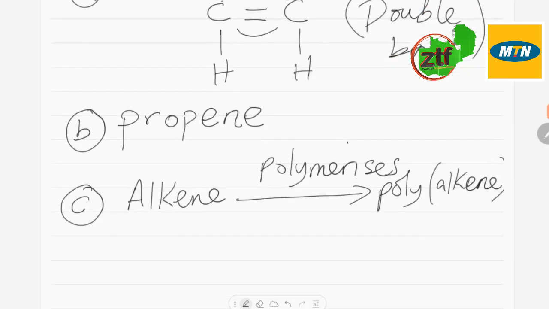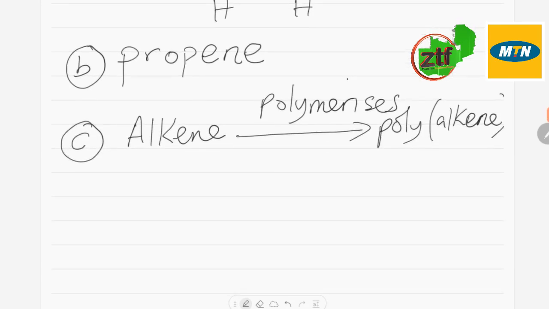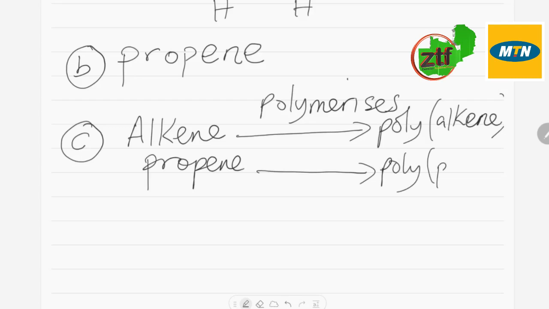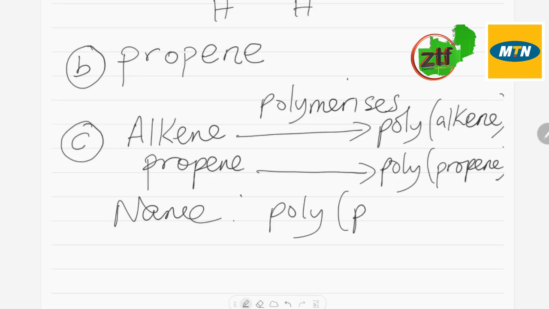So, in this case, our monomer was propene, meaning that the polymer becomes polypropene. So the name of the polymer in this case is polypropene.